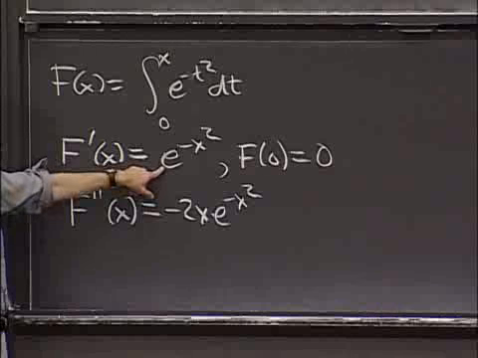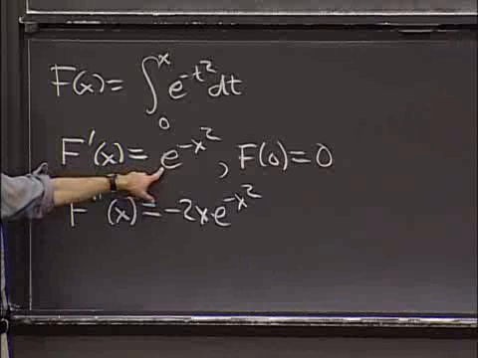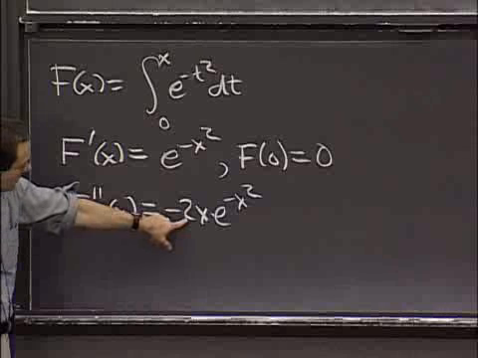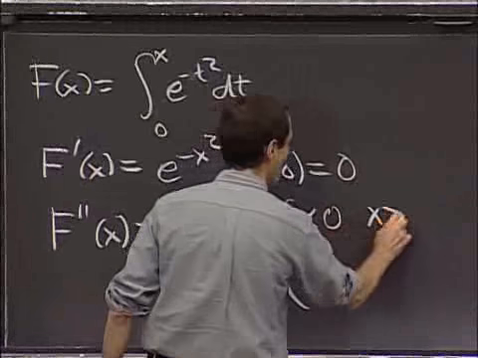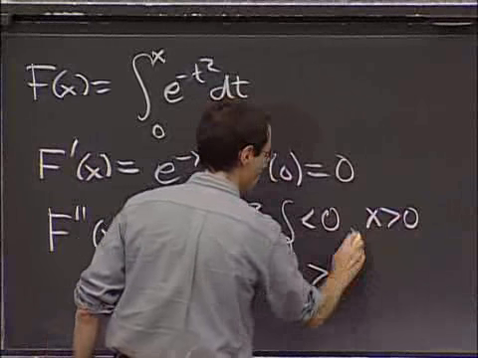And so now I can see that this function is increasing because this derivative is positive. It's always increasing. And it's going to be concave down when x is positive and concave up when x is negative, because there's a minus sign here. So the sign is negative, right? This is less than 0 when x is positive and greater than 0 when x is negative.